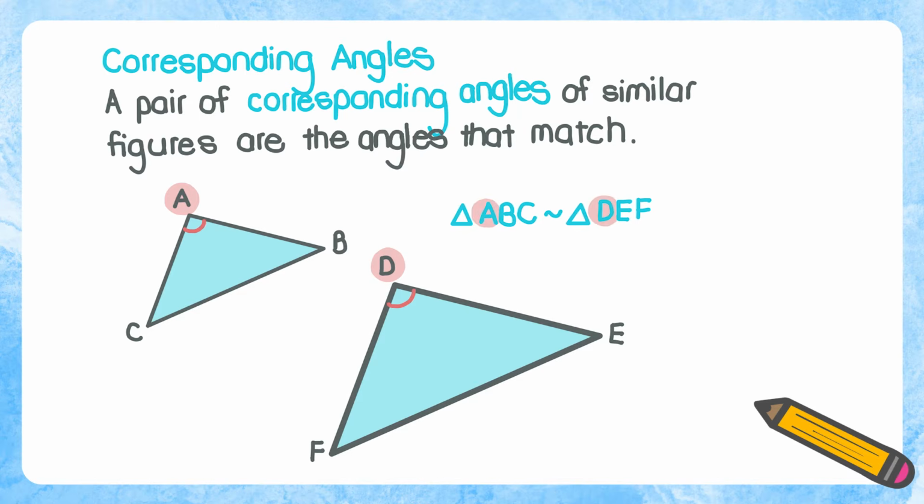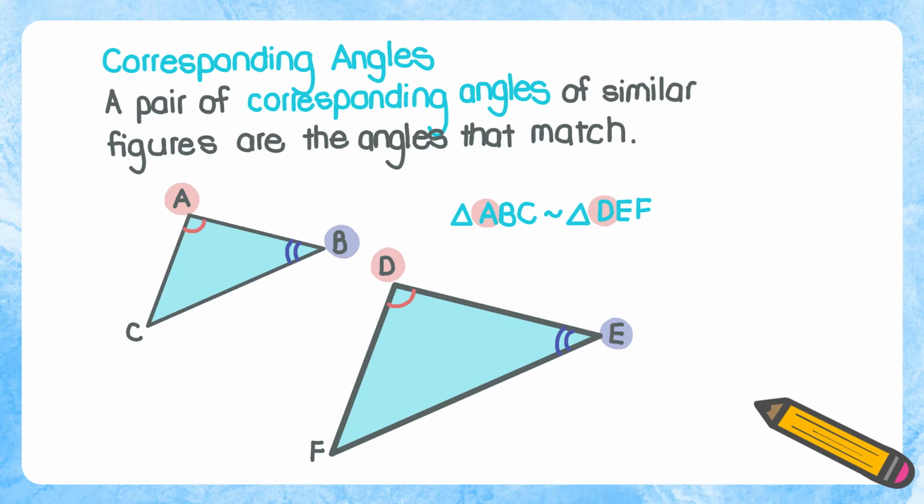You can also see this in the similarity statement. In triangle ABC, A is the first letter, and in triangle DEF, D is the first letter. Notice how they're both the first letters of the similarity statements. This is an easy way to find pairs of corresponding angles. So angle A and angle D are corresponding angles. What are some other pairs?